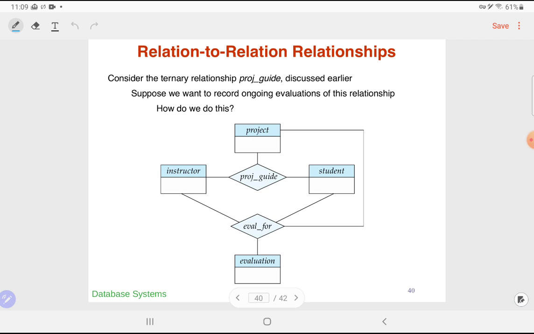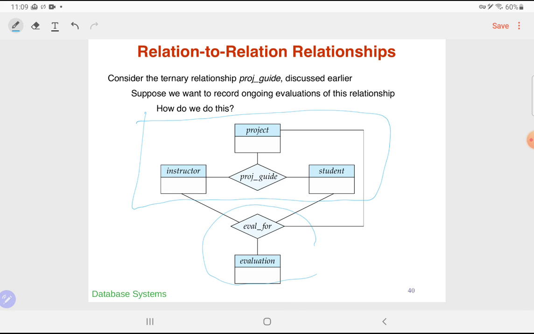Okay, the final portion. Relation to relation relationships. Whoa, that's an interesting thing. Let us suppose we consider this project instructor-student situation that we had earlier. Instructors guide students doing projects. And so we have this ternary relation that connects the three things together.